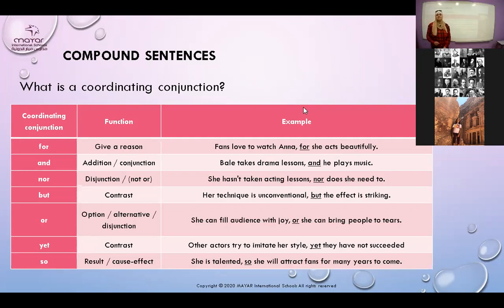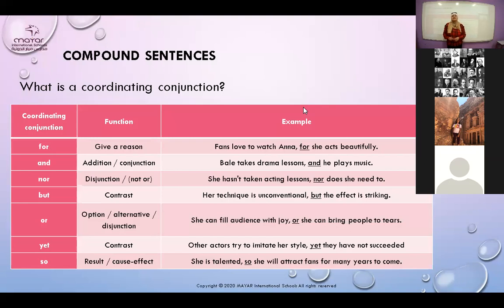I'll give you one sentence. I woke up late. I missed the bus. What should I use here? So. Excellent. Okay, I'll change it. I woke up early. I missed the bus. But. Excellent. Is it clear?